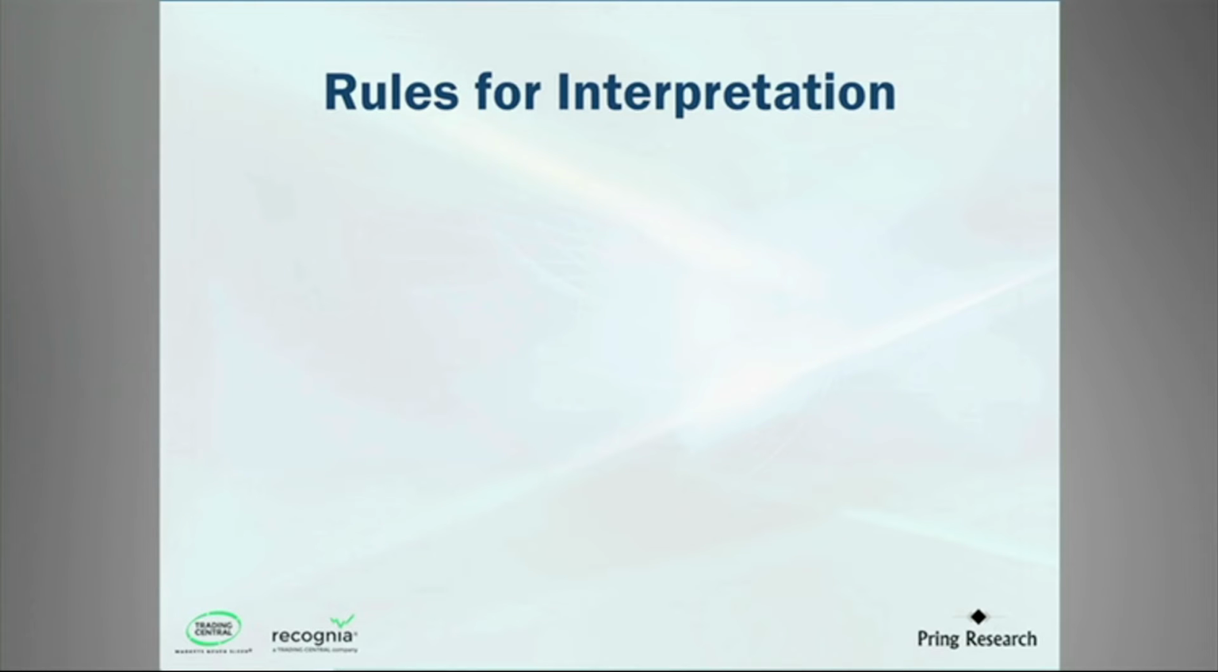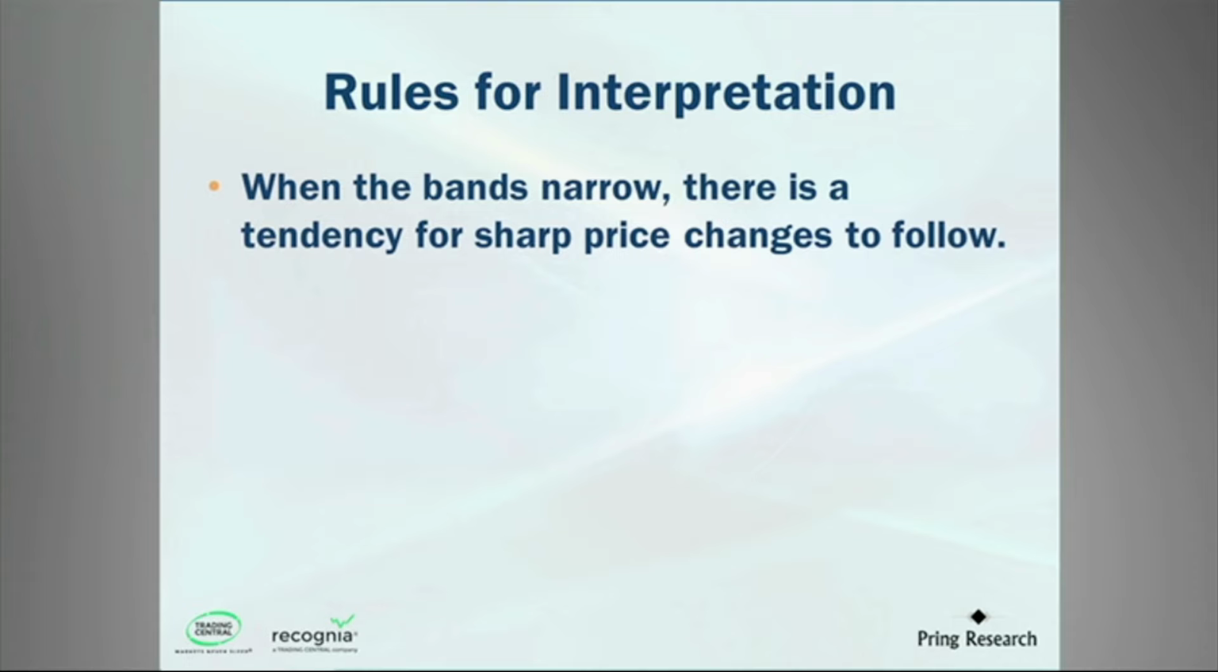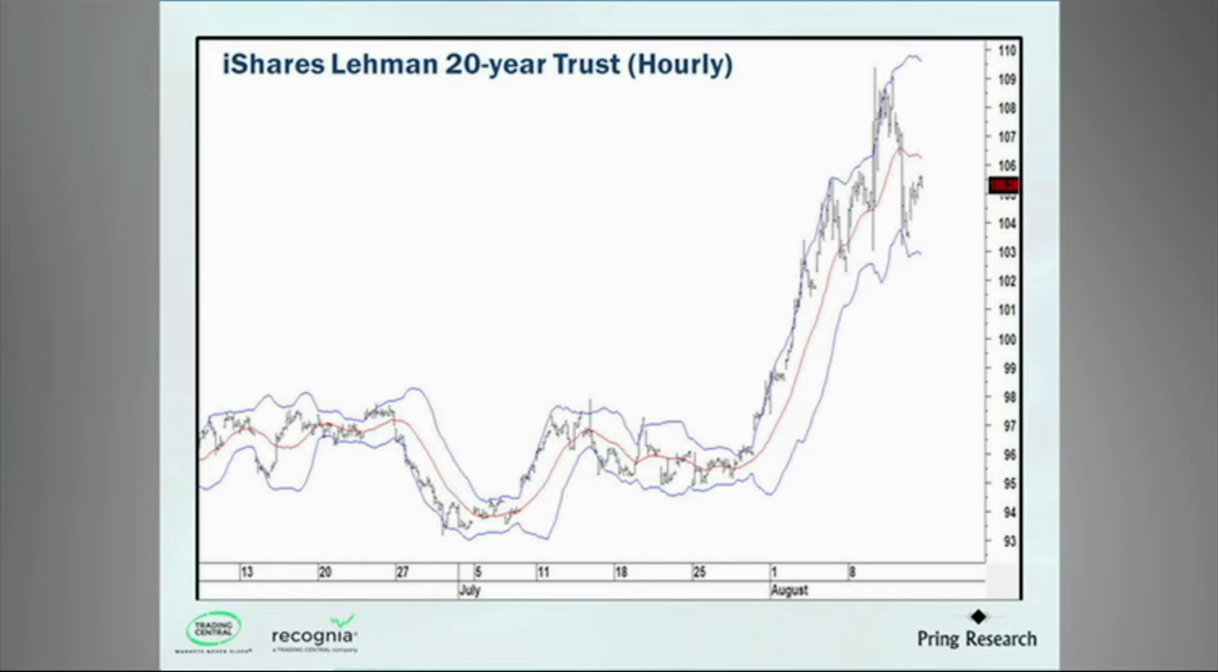Rule 1. When the bands narrow, there's a tendency for a sharp price change to follow. In this context, a narrowing of the band is always relative to the recent past. A couple of good examples are flagged in this chart of hourly progress in the iShares Lehman 20-year Trust ETF in August of 2011. Both instances were followed by a strong rally. Note how it was possible to confirm the widening of the bands with some nice trendline breaks, which both provided timely places to get on board.